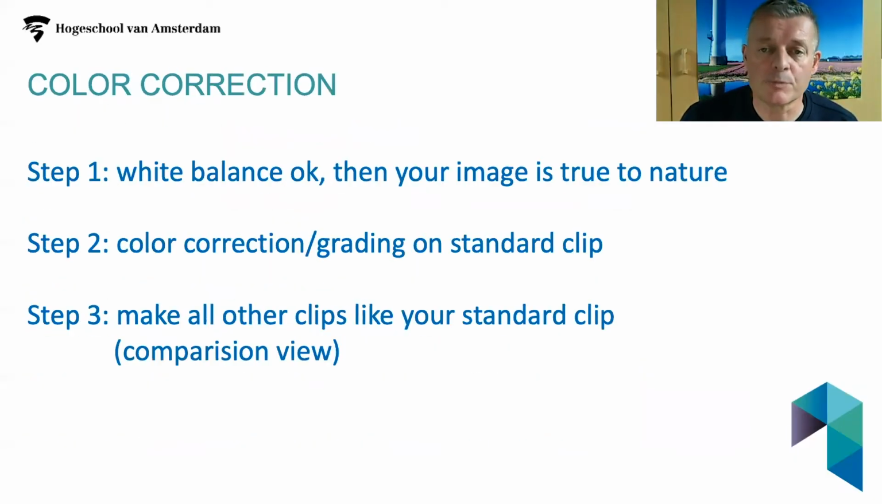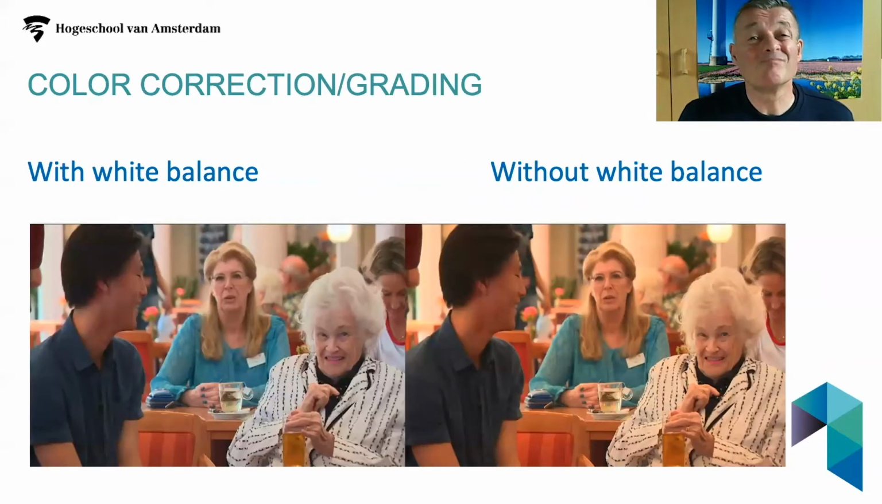It's not so much used for news items, more for video clips and art movies. What do you do? Step 1. You take one clip and then you color correct it to your wishes. Step number 2. You make all other clips the same as that first standard clip. So every time you go back to that standard clip and you compare if the colors are the same. Yeah, it's very nice to take your video to the next level, but it's a lot of work.